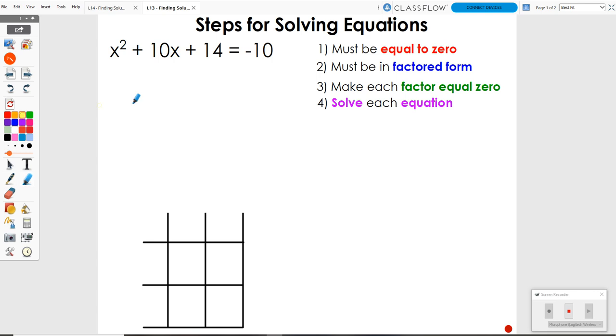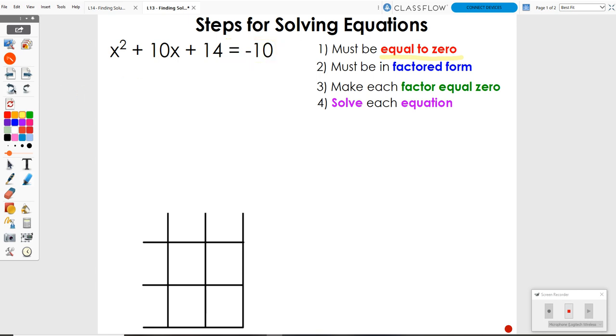So first step, it says the equation must be equal to 0. What that means is you want to look over here and see what it says. If it says equals 0, then you're good. You can just move on from there. This doesn't say equals 0, so we're not done with step 1 yet. What we have to do is make this equation equal 0.